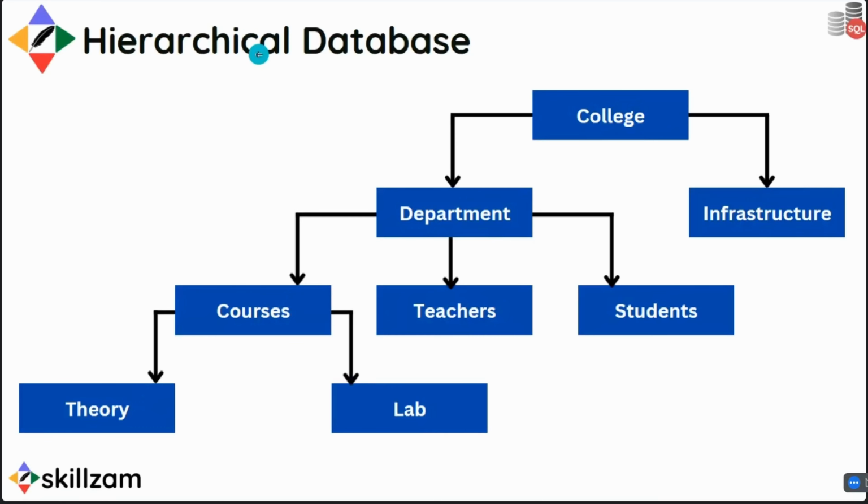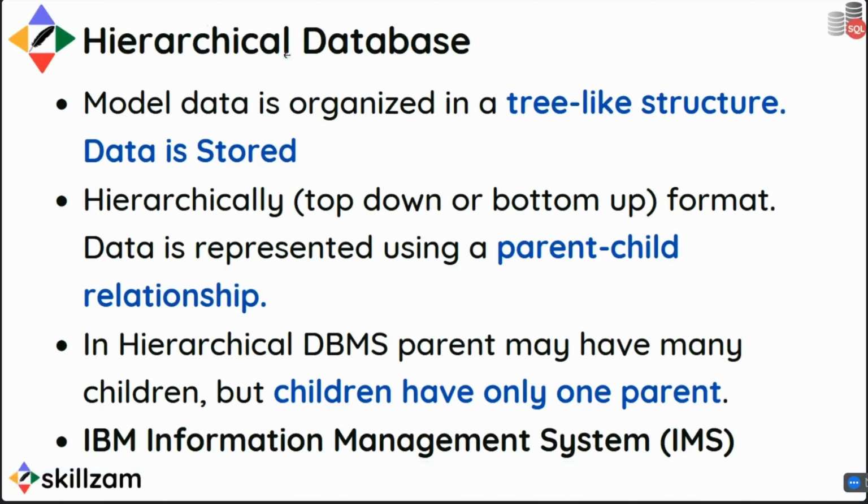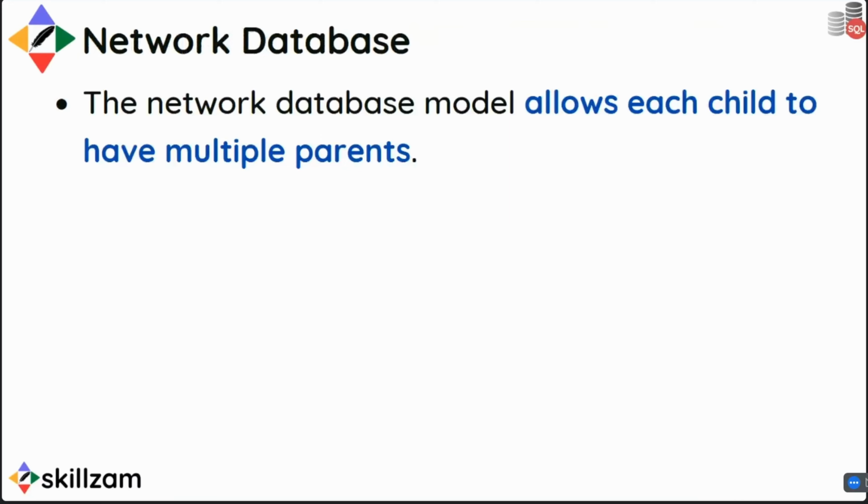Okay. The best example is IBM Information Management System, IBM IMS. This DBMS system utilizes the hierarchical database model. Then there is also another database called network database. Network database allows each child to have multiple parents, which was not the case in hierarchy. Hierarchy has only one parent for a child. Here, a child can have multiple parents.